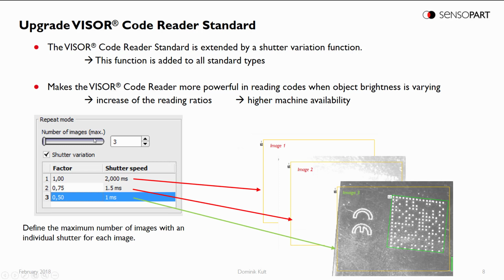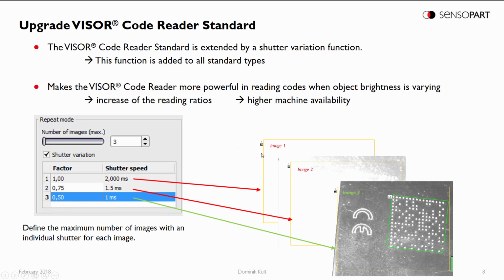The shutter variation is based on the repeat mode. Below, you get the option to activate the shutter variation with a tick. For example, in this screenshot, I activated the repeat mode for 3 images. So I have the option for every repeat to give a special factor to vary the brightness of the image. For example, we start with a shutter setting of 2 milliseconds. This is the value from your job set. Then I give a factor of 0.75. It means 1.5 milliseconds, and 0.5 means 1 millisecond.